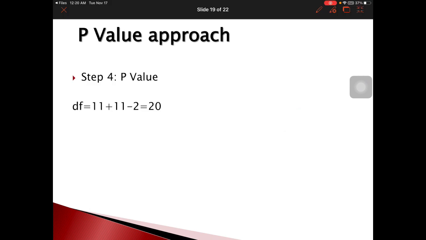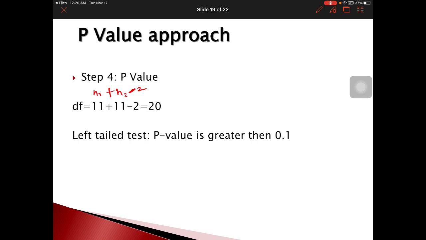The fourth step is to find the p-value. So first find the degree of freedom. This is n1, this is n2, n1 plus n2 minus 2, so it is 20. This is a left tail test, because mu1 is less than mu2, so left tail, something like this.